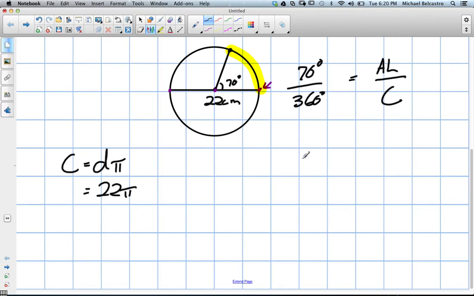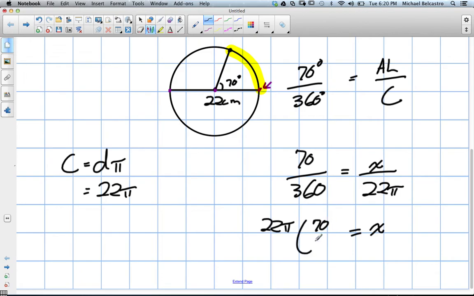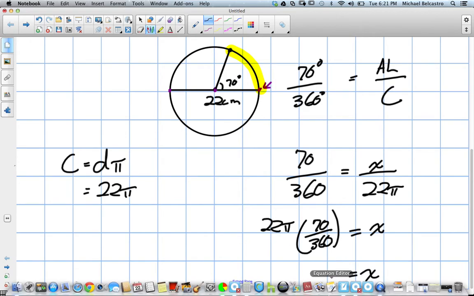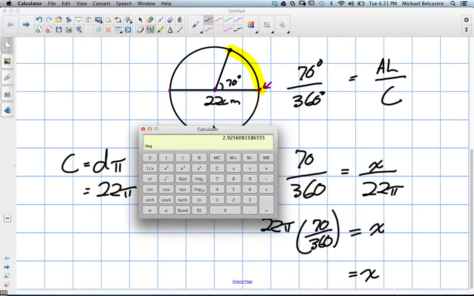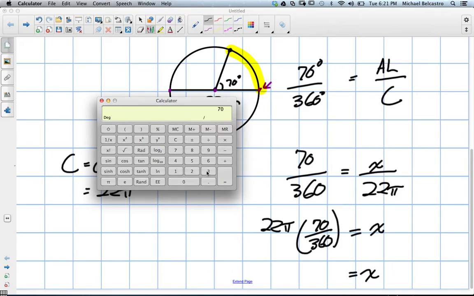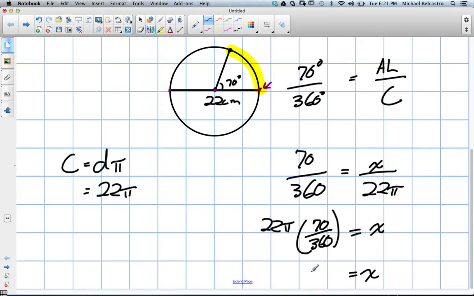Okay, so we'll set up our ratio again. 70 over 360 is x over 22 pi. And our arc length, in this case we can call x, is what we need to find. So our arc length is going to be 22 pi multiplied by 70 over 360. And since we need to find an actual arc length, we'll go about calculating this. Calculator here. So we have our 70 divided by 360, times pi, times 22. So it looks like we have an arc length of 13.43.